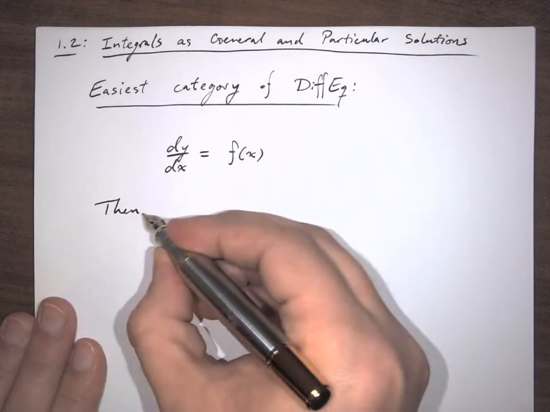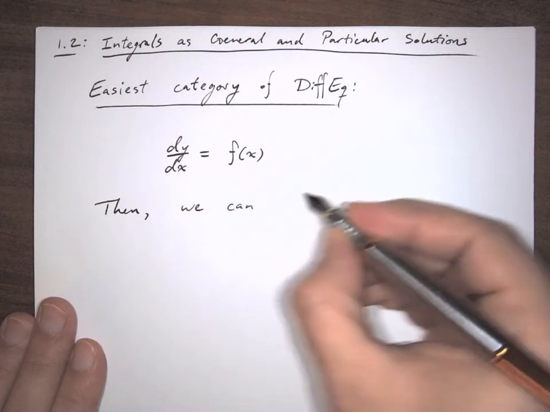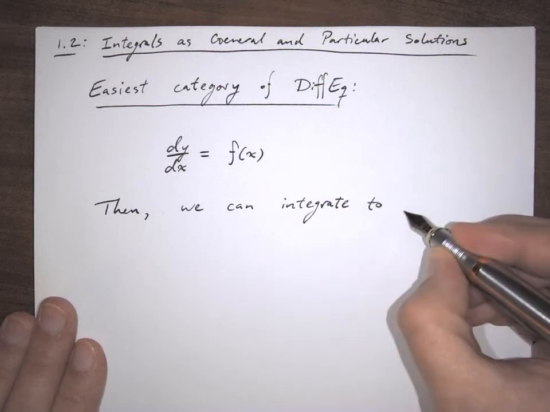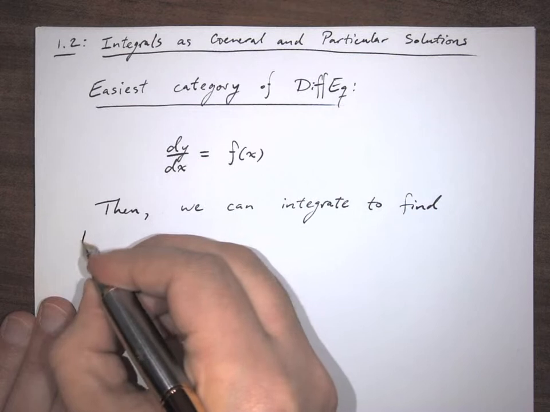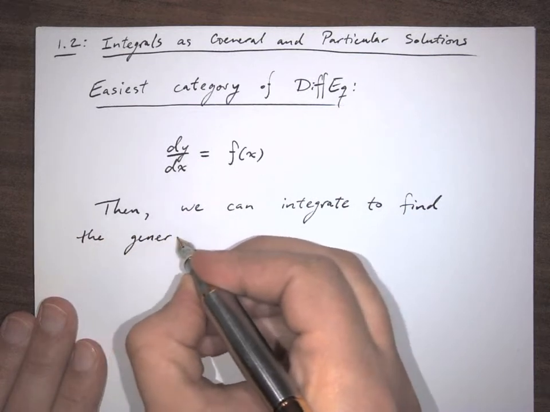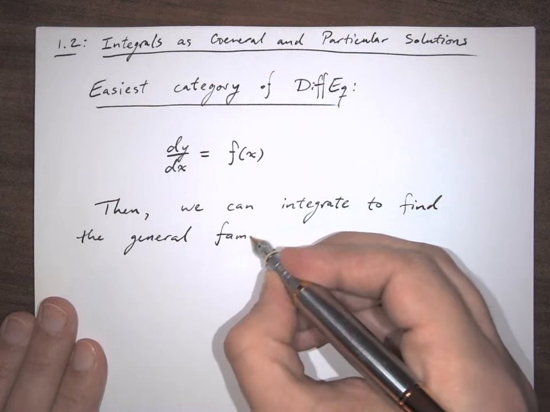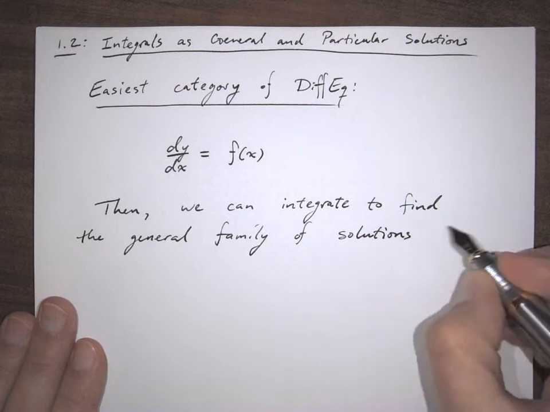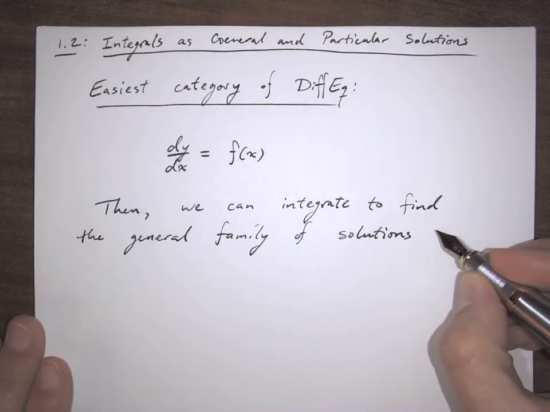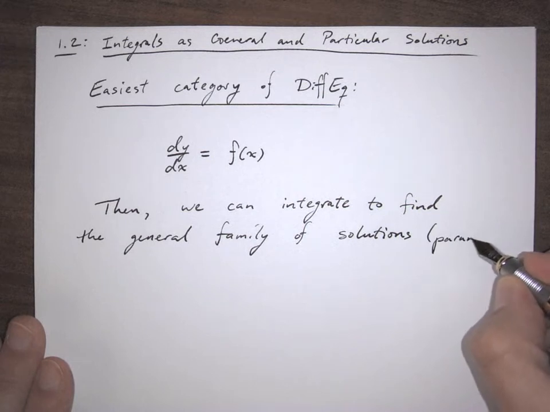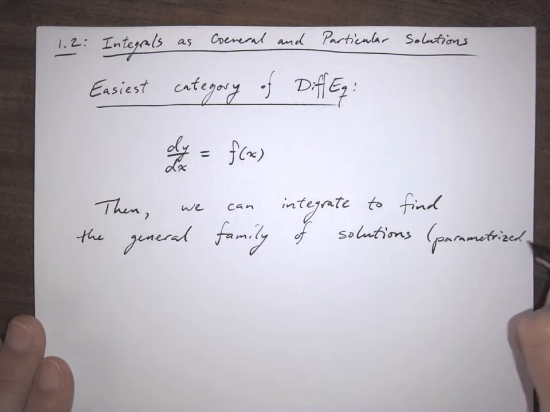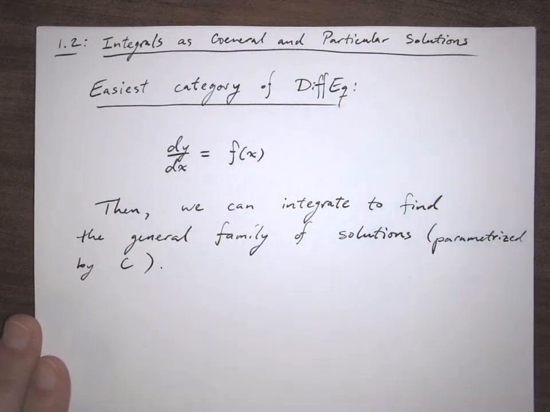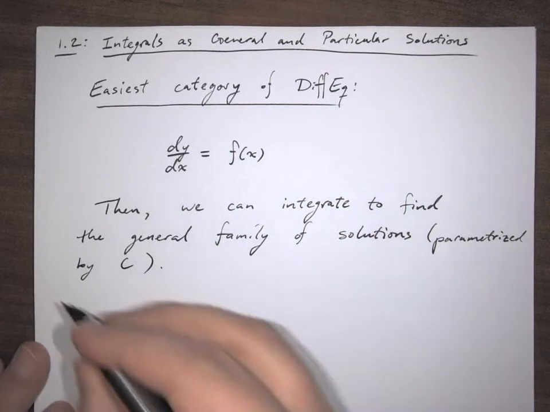Then we can integrate to find the general family of solutions, and once again we are going to have a parameter, and now the parameter is going to be nothing more than the constant of integration. All right, let's see what this looks like.